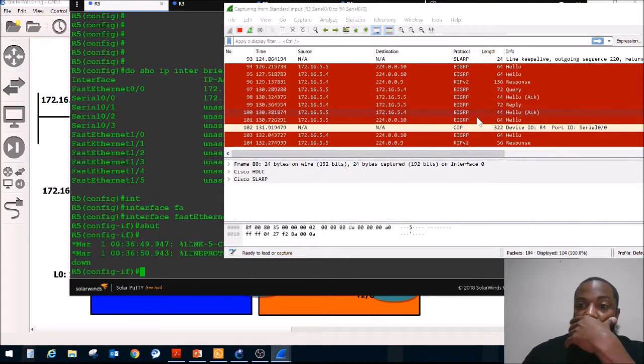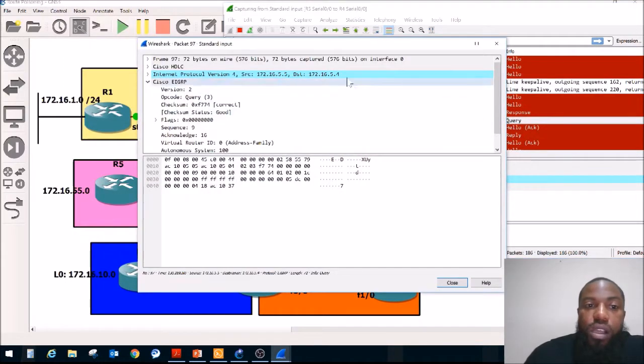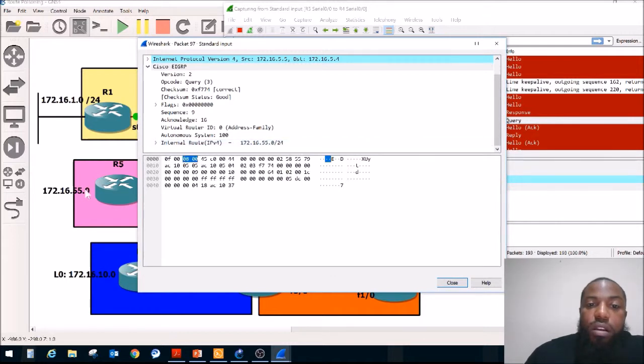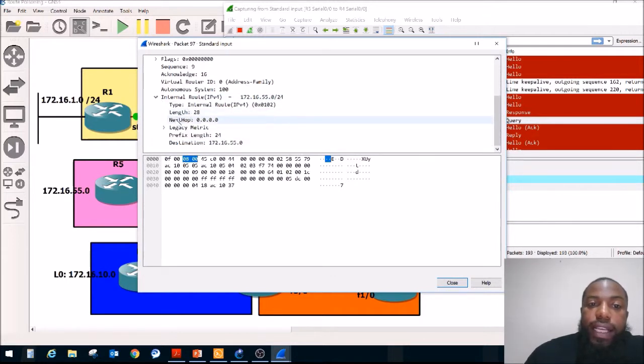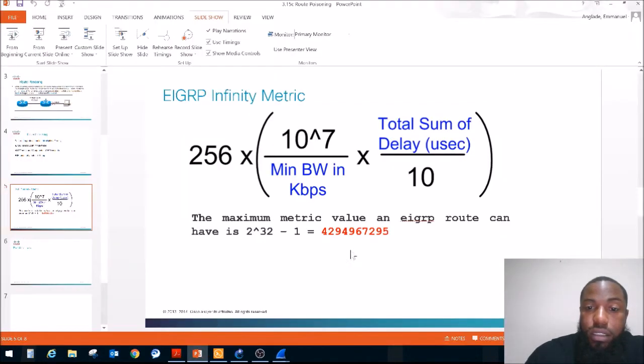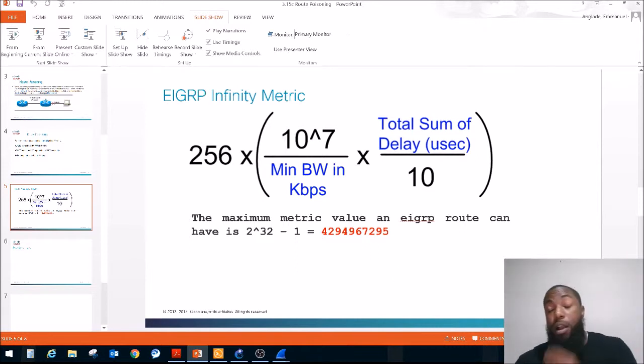And let's see, we've got a couple EIGRP updates right here. Okay, so this is what we were looking for right here. 5.5, right? So we got internal route, the 55.0 network, which was this right here, right? Let's take a look at it. He's saying next hop is quad 0. Legacy metric, there's the delay, which is basically the infinite metric, as you can see right here on the slides. That number right there. Once this number is set, that means this route is unreachable for EIGRP. So we set the maximum metric to an EIGRP route. That's this number right here.